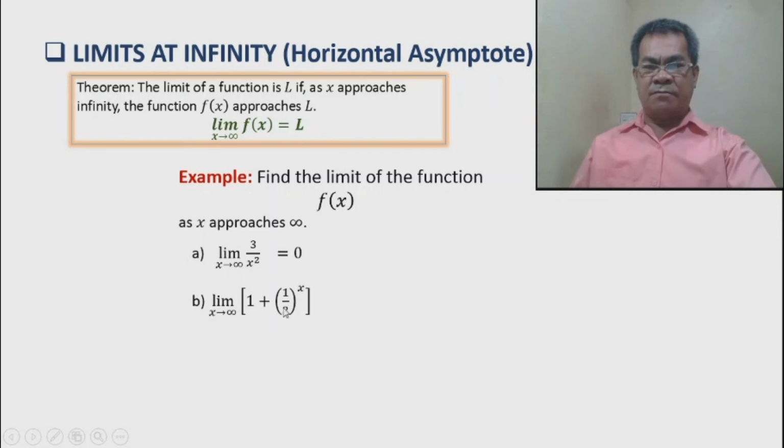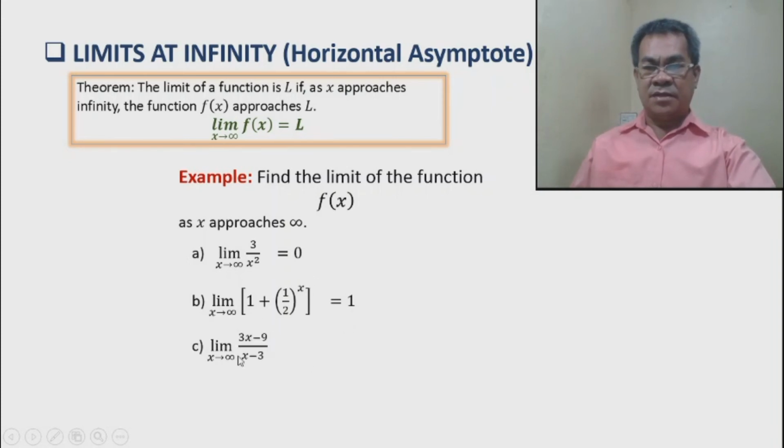For example, suppose I have 1 plus 1 half raised to x. Evaluate the limit as x approaches infinity. So this is an infinite number, and remember, this is 1 half. If you raise a number less than 1 to an increasing exponent, this will become 0. You can try it using a calculator. If you increase this to an infinite number, this approaches 0. So therefore, in that case, the answer is 1.